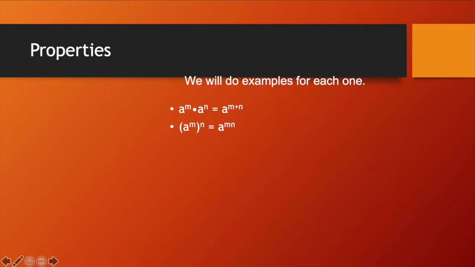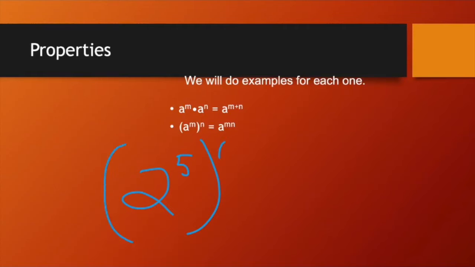Next one. If I have an exponent raised to an exponent, so I've raised this any number to m, and then I raise it again to an n, I multiply those two. Here's an example. I'm going to use the 2 again. If I have a 2 raised to the 5th, and then I raise it again to the 6th, what do I do to that 5 and that 6? Multiply. So it's 2 to the 30th. And I don't even need you to go any further. I would prefer that you don't. This is beautiful.